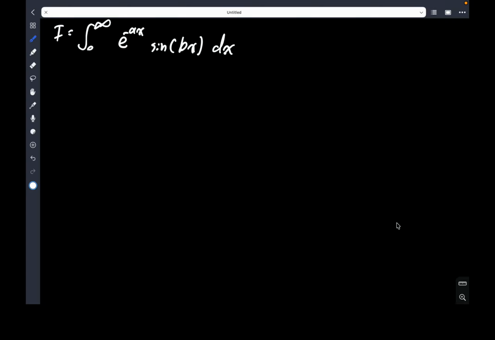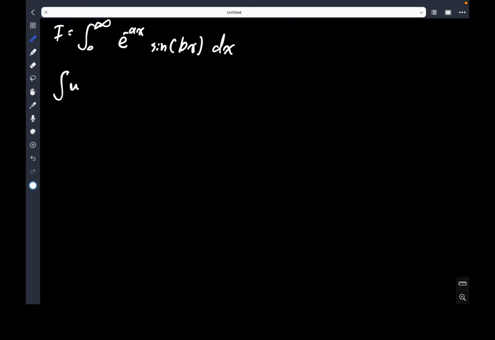In this video, we're going to see how we should solve this integral, which is sort of a Laplace transform. Let's read it together. It's a definite integral from 0 to infinity of e to the negative ax times sine bx dx. So I'm going to remind you of the integration by parts here.